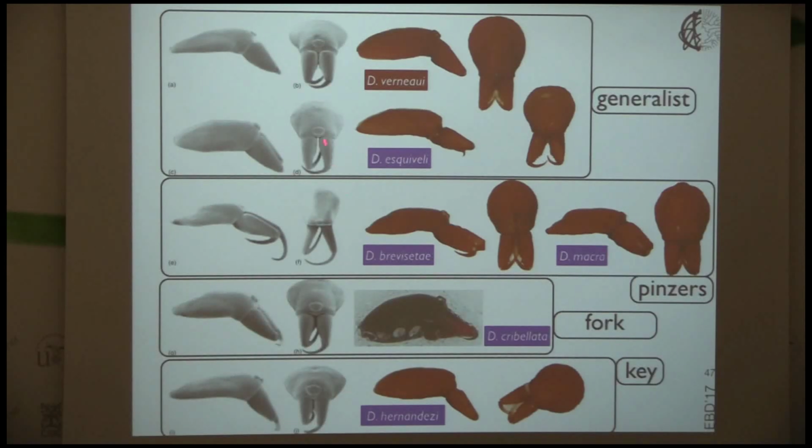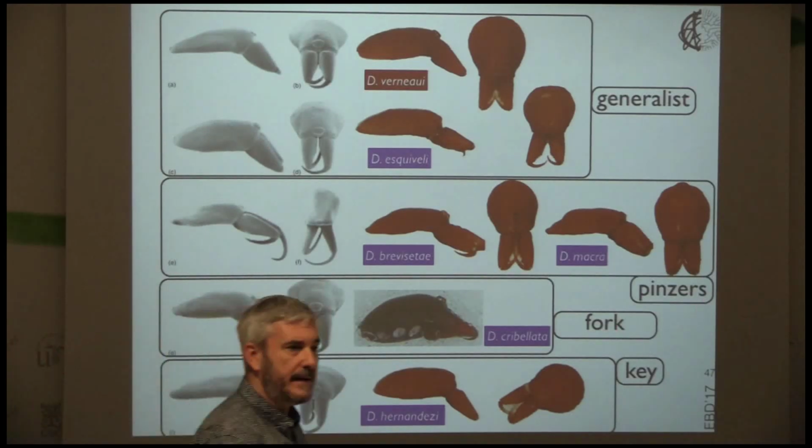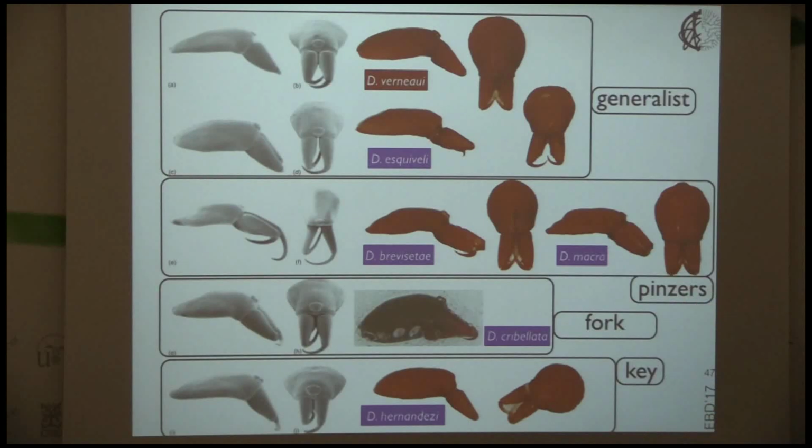Okay? That would be the ones I showed you before. These are continental species, and these are the Canarian species. And you may find examples of species that correspond exactly to this kind of pattern. We have the generalists, the pincers, the forks, and the keys. All of them are present in the Canaries. And because the Canaries are monophyletic, we know that they evolved independently from the ones on the continent.